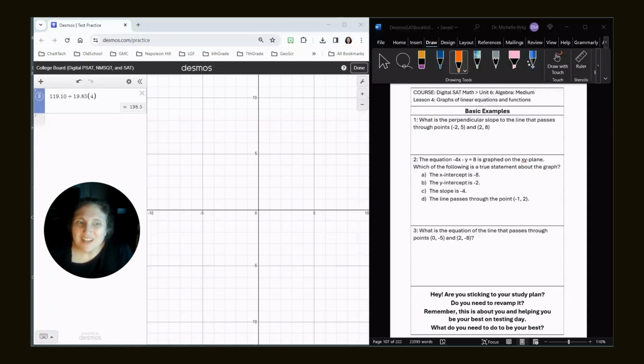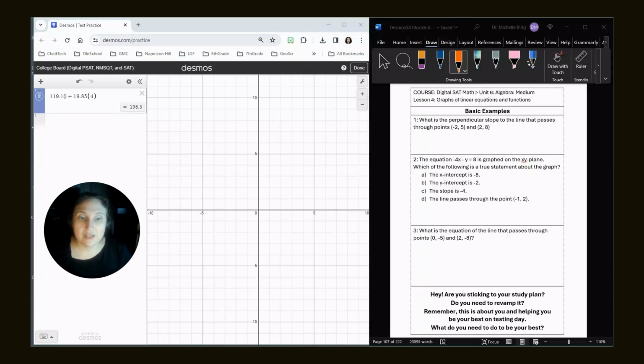We are looking at Khan Academy Unit 6, Lesson 4, Graphs of Linear Equations and Functions. Now, you absolutely need to know the slope formula, or you need to know how to find the slope looking at points on the graphing calculator. The slope formula is basically y2 minus y1 divided by x2 minus x1. I'm not writing it down because I'm going to show you how to do something on the Desmos calculator. And two of these questions really focus on slope.